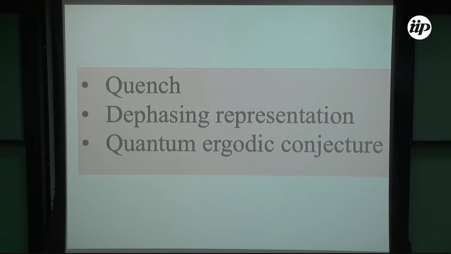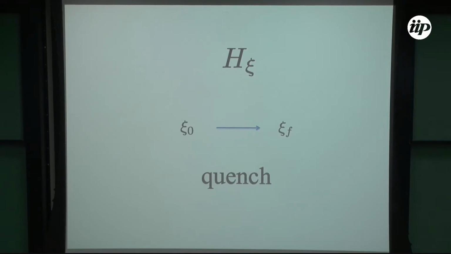Okay? Then I will use the dephasing representation. The dephasing representation was developed by Jiri Vanicek and Eric Heller, and I will use that. And the quantum ergodic conjecture, or the Berry conjecture, is about the eigenfunctions of chaotic systems. I will put this together and I will make a semiclassical theory, a very simple semiclassical theory of the probability of work. Okay? I said that a quench is essentially to change very fast the parameter, the piston or the magnetic field or whatever.